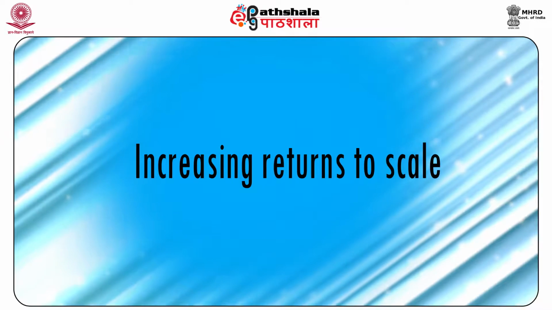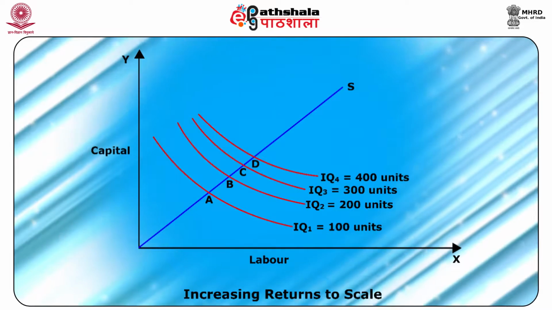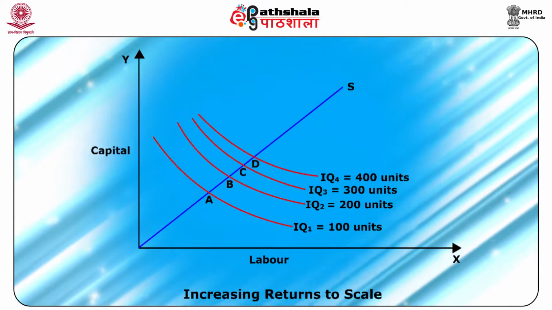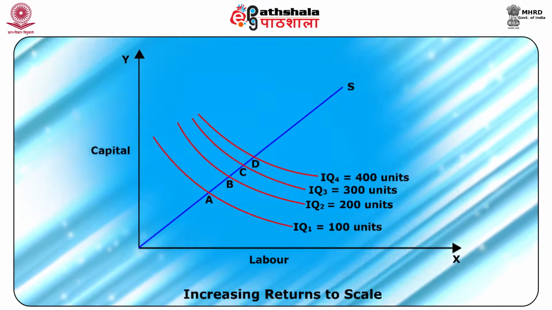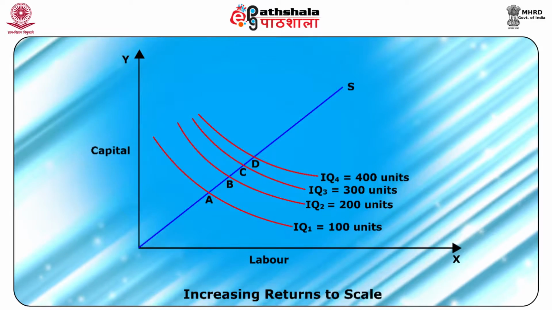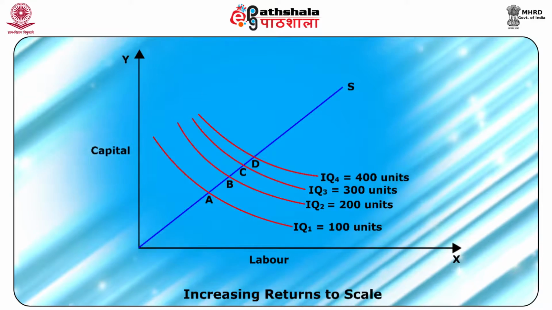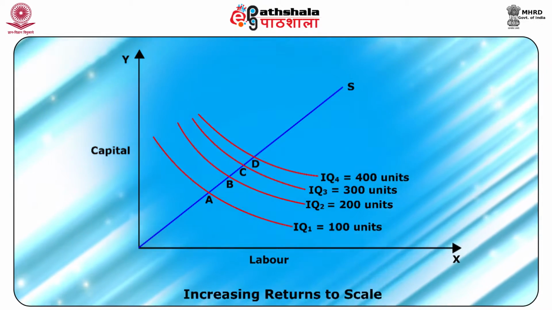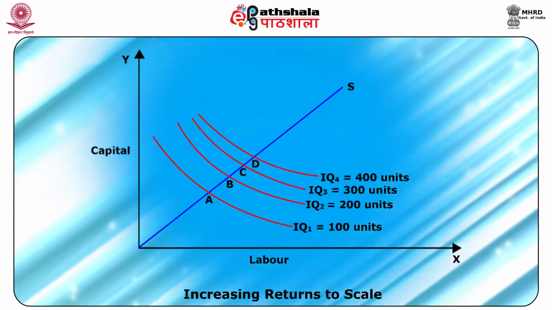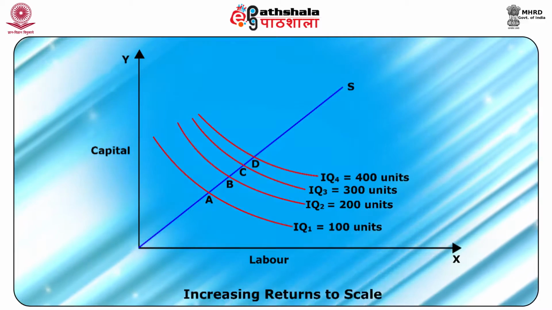Next, increasing returns to scale. The proportion of increase in output is more than the proportion of increase in all inputs. The distance between consecutive multiple isoquants along the isocline OS decreases in case of increasing returns to scale. It means an equal increase in output is obtained by smaller and smaller increments in inputs. Here, AB is greater than BC is greater than CD. In case of increasing returns to scale, if the firm wants to double its output, it requires less than double inputs. The following figure shows increasing returns to scale.